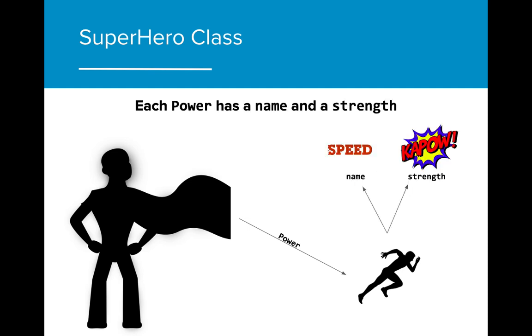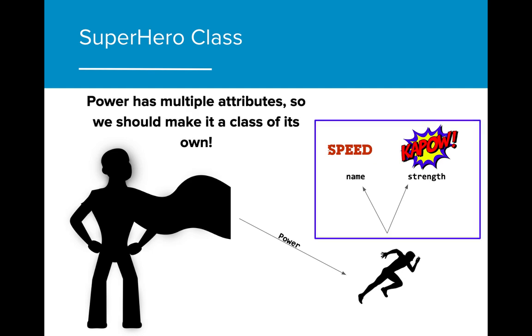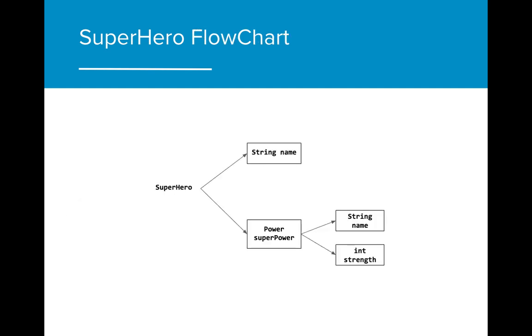Each power also has its own set of attributes. A power has a name and a strength associated with it. Because power has multiple attributes, we can make a power class as well that allows us to store both the name and strength attributes in a power object. Here is another way of looking at the superhero class that we are creating. We can see that superhero has two attributes, and one of those attributes has attributes of its own. When creating classes, writing out the attributes this way can be a helpful way of organizing what data types each attribute should be and whether they are necessary.